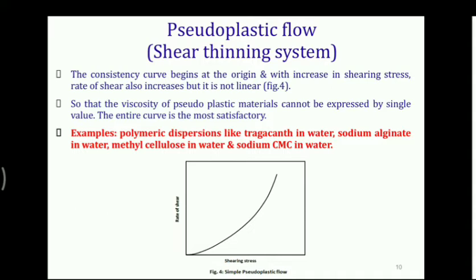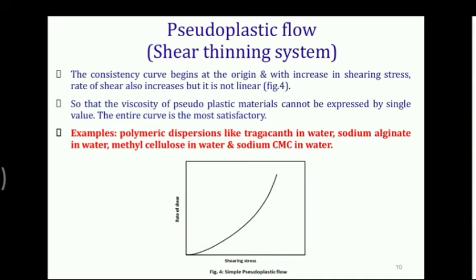But in the case of your pseudoplastic system, the entire curve is completely non-linear, so the viscosity of your pseudoplastic material cannot be expressed by a single value. That's why the entire curve is most satisfactory. You cannot say that this is the viscosity. So the entire curve is required to express the viscosity of pseudoplastic material.